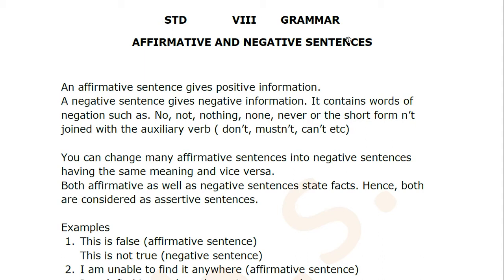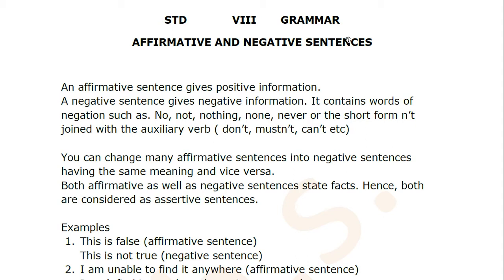Okay. An affirmative sentence gives positive information. So whatever information it's giving you, it's telling you about something, it would be something positive. A negative sentence gives negative information. It contains words of negation such as no, not, nothing, none, never, or the short form n't joined with the auxiliary verb. Like for example, do is the auxiliary verb, don't becomes n't is joined to it. So it becomes a negative word.